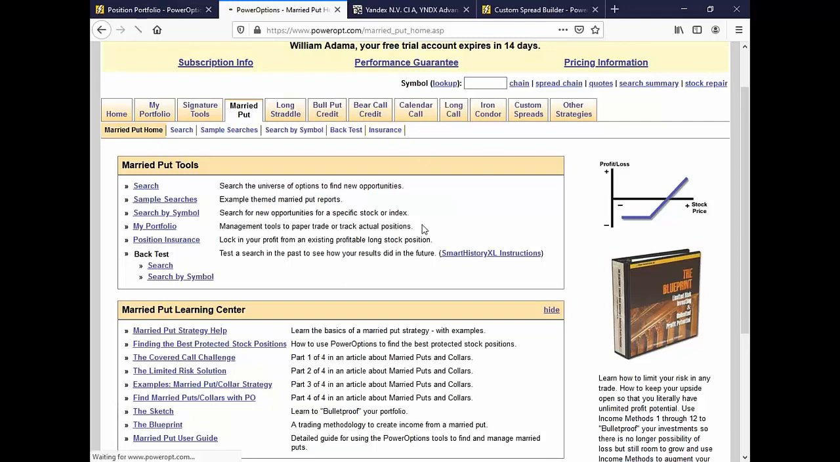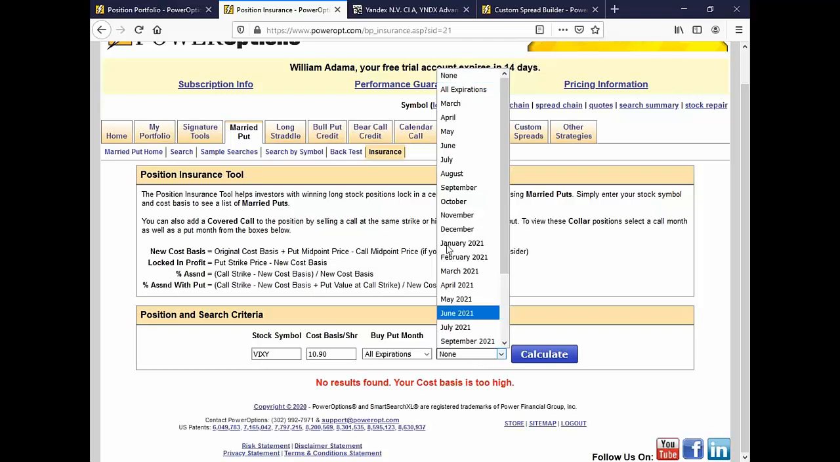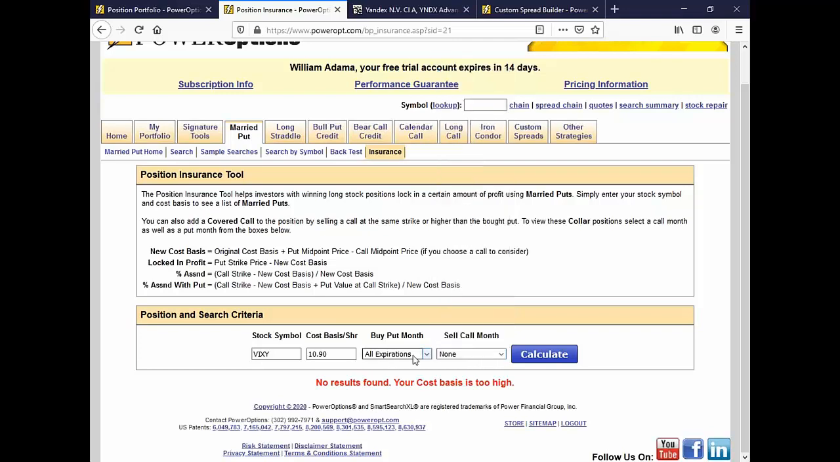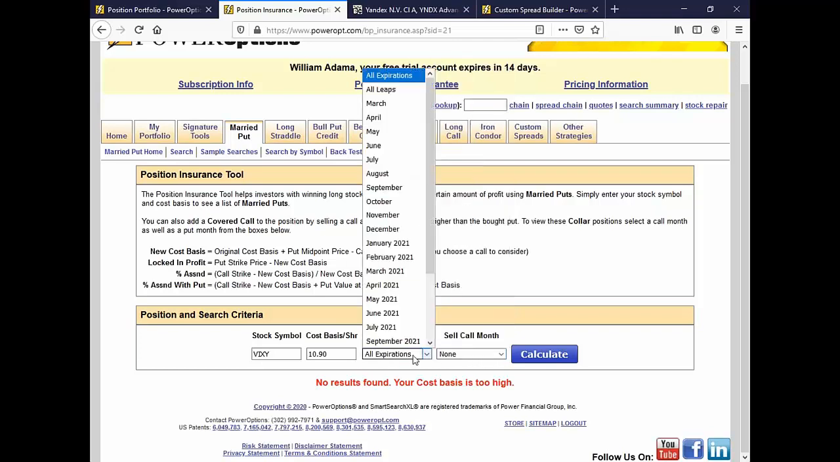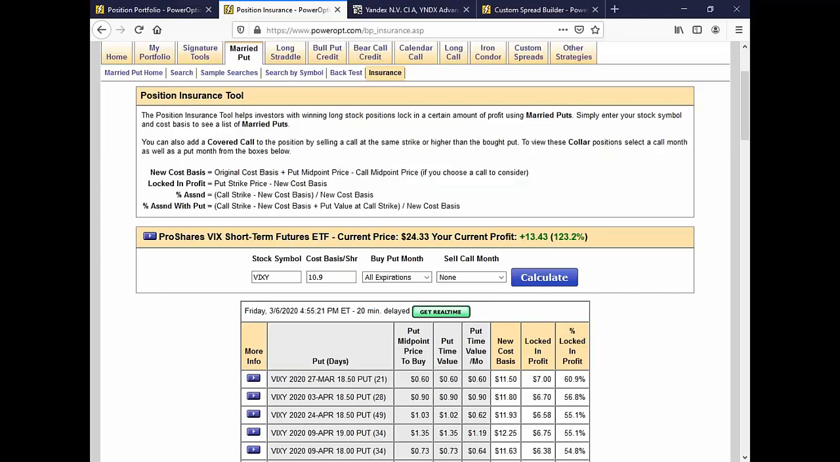So I'm going to go into the insurance tool. And all this tool does is ask me for my stock symbol and a cost basis. Now, this might be a little bit more volatile, so I might not see what I want. But I'm not going to worry about selling the call now, Octavio. I'm just going to leave that at none. I just want to see my protection. So I'm going to buy a put. And for right now, since I don't know VIXY, I'm going to leave it at all expirations. It's going to show me everything near term, far term, and beyond. All right. So let's hit calculate.